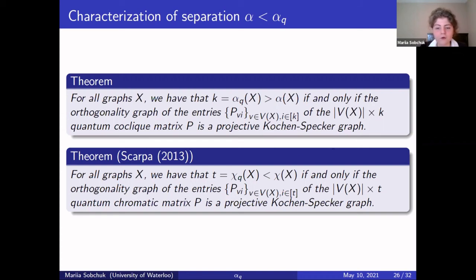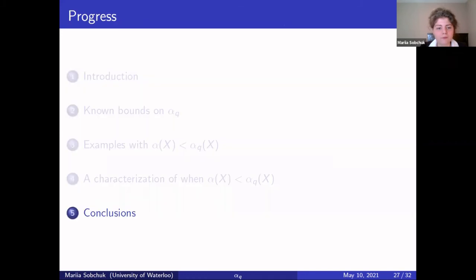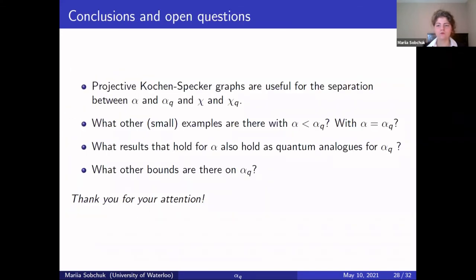Okay. So that's what we've got, and what we can remember from this talk is that projective Cox-Becker graphs are good and they're useful for the examples where alpha and alpha q are different, or chi and chi q are different. So these are very nice.